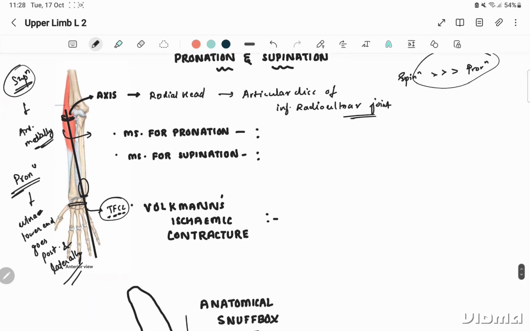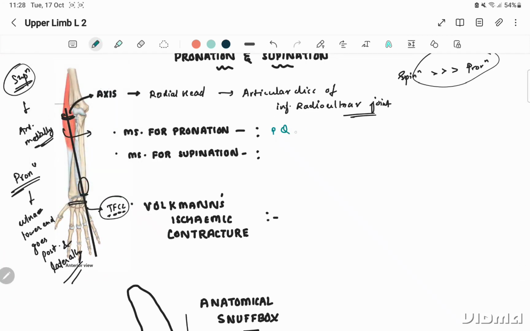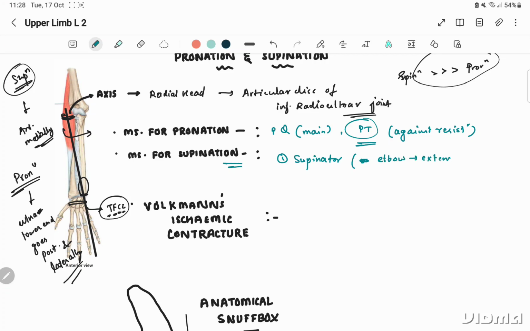Okay, for pronation we have the muscles, that is pronator quadratus. This is the main muscle for pronation, and the pronator teres when it is against resistance. For supination we have the muscle which is supinator when the elbow is extended, and the biceps brachii when the elbow is flexed.